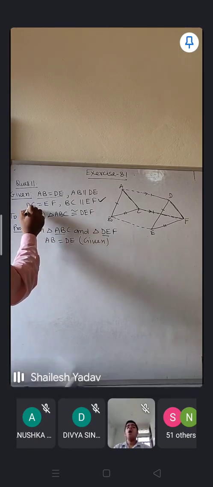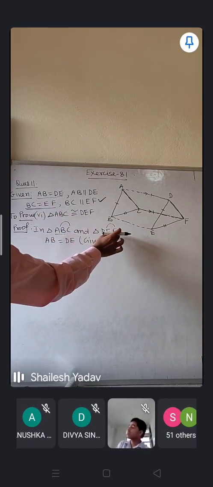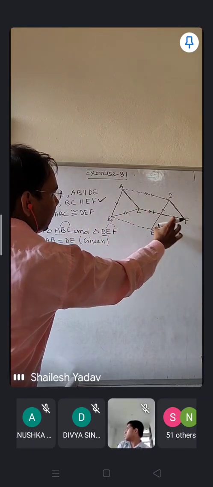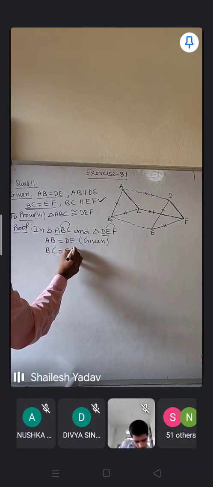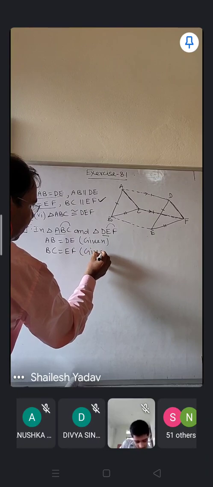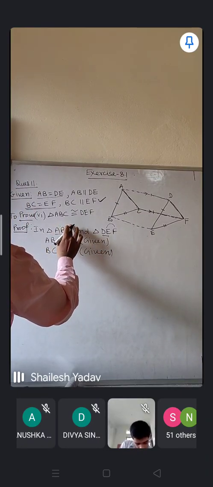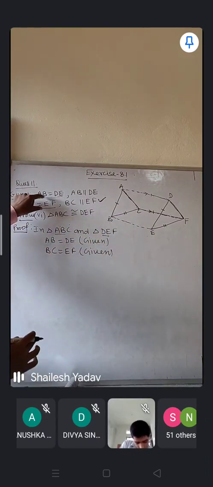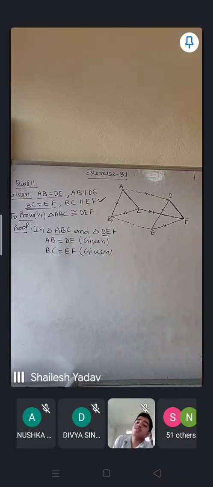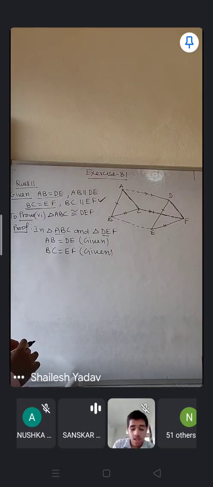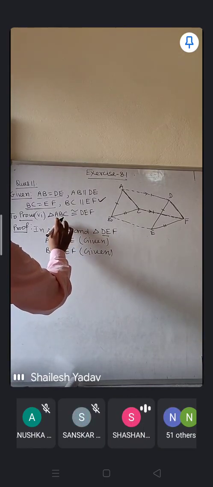Next it is given here BC equals EF. BC and EF are equal, that is again given in the question. So BC and EF are the corresponding sides. So BC equals EF, that is given. So you got two sides equal, that is already given in the question. Anyone who can give me the third value, what will it be equal to? Okay, that is AC equals DF.